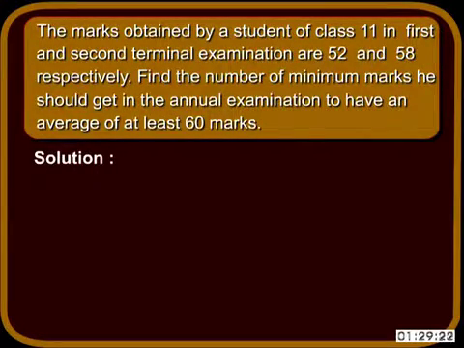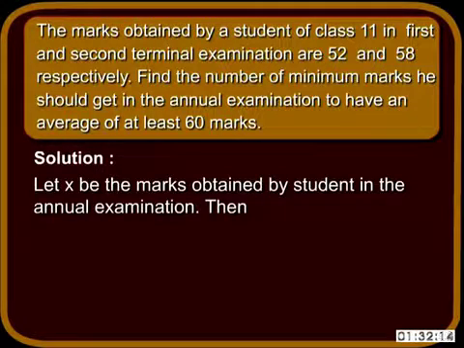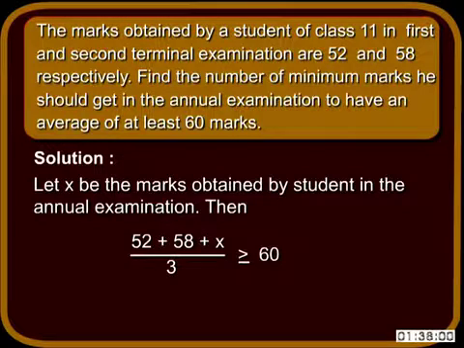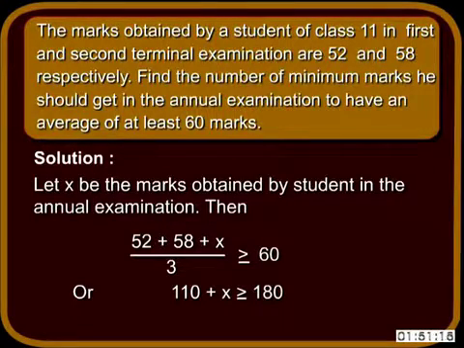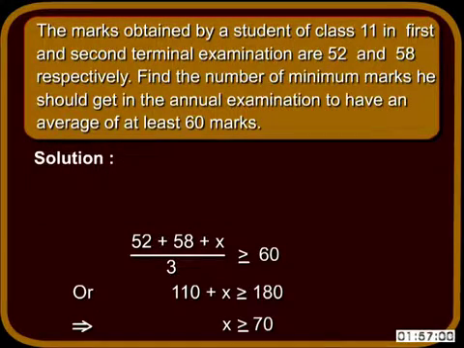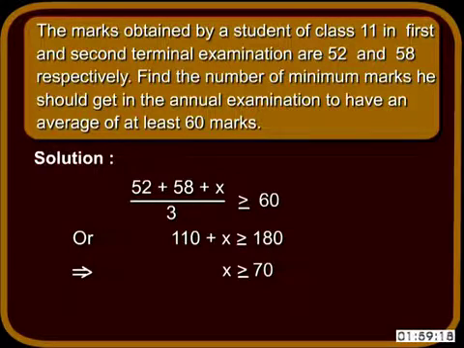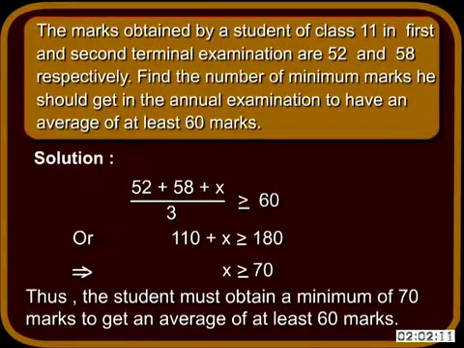Let x be the marks obtained by a student in the annual examination. Then (52 + 58 + x)/3 ≥ 60, or 110 + x ≥ 180. It implies that x ≥ 70. Thus, the student must obtain a minimum of 70 marks to get an average of at least 60 marks.